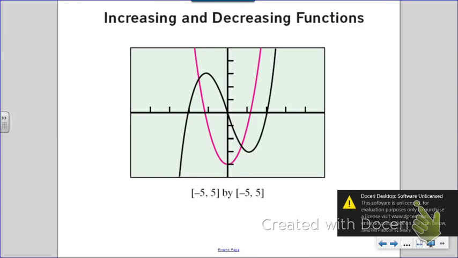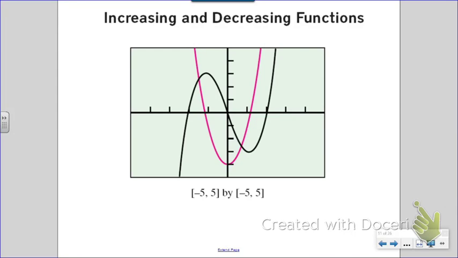Next thing we'll look at are increasing and decreasing functions. Increasing and decreasing functions tell us about the behavior of the graph. What we're going to learn first about our functions are different types of behaviors.